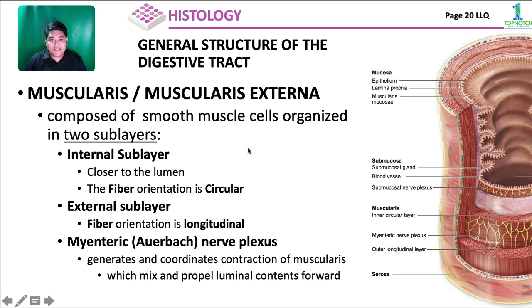Then followed by your muscularis or your muscularis externa. It is composed of smooth muscles organized into your two sublayers. Your internal sublayer, which is circular, your external sublayer, which is longitudinal. Here, you will see the Auerbach plexus or your myenteric plexus, which coordinates the contraction of the muscularis muscle. Okay? Why? It propels and mixes the luminal contents forwardly. Kaya nga sabi nila, law of the gut, cephalocaudal.